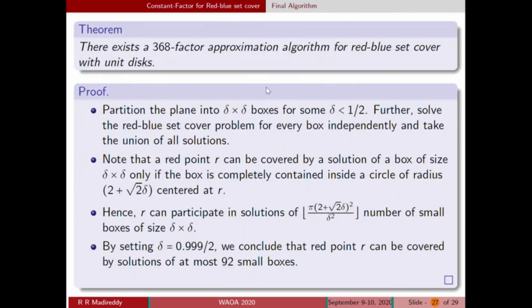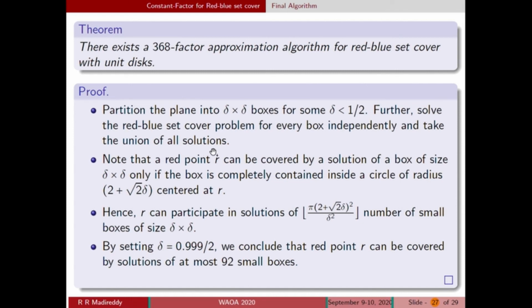Finally, we use this 4 factor approximation algorithm as a subroutine to obtain a 368 factor approximation algorithm for the red blue set cover problem. The idea is to partition the plane into delta cross delta boxes for some small delta less than 1/2, solve the red blue set cover problem for each box independently by using the above 4 factor approximation algorithm, and take the union of all those solutions.